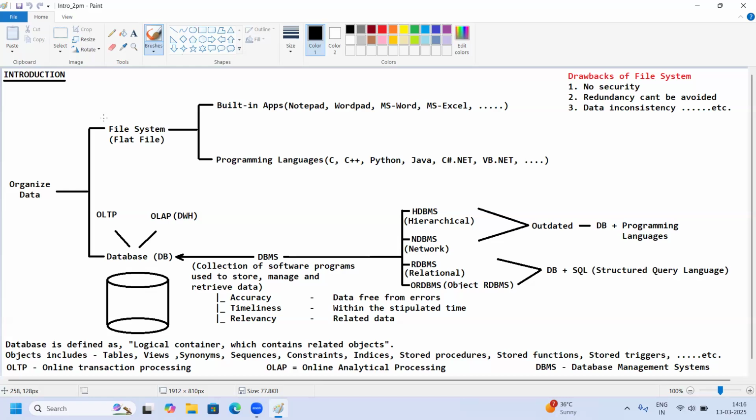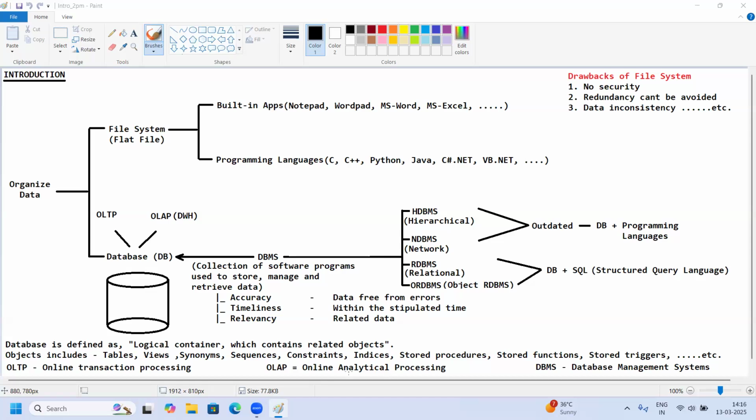OLTP is online transaction processing. OLAP is online analytical processing. Okay. And what a database consists of, how you define a database, those all things we studied. Right? Already here we discussed this. Logical container, which contains related objects.